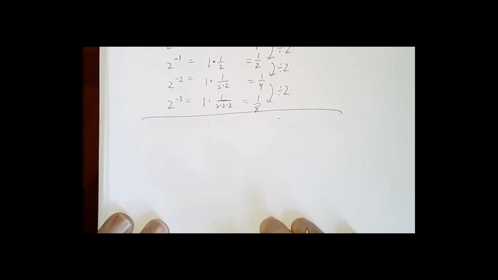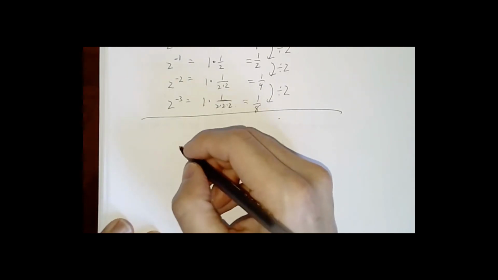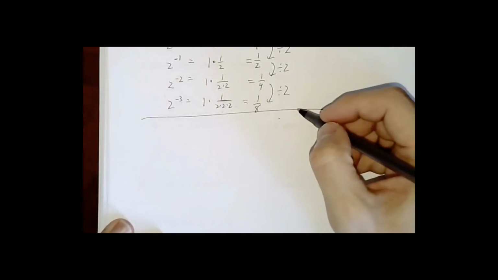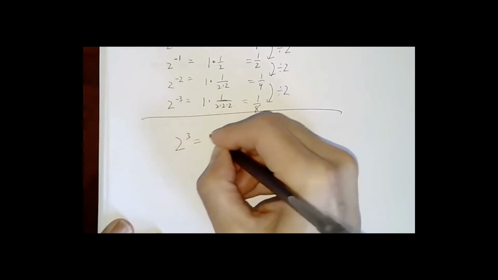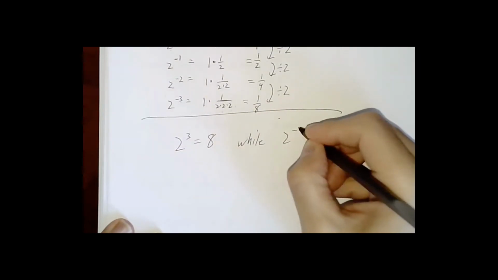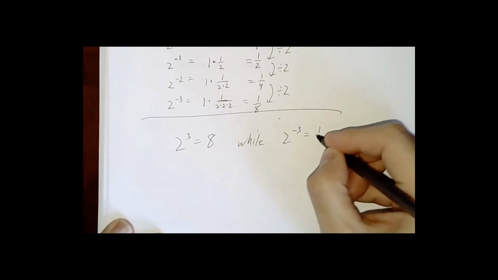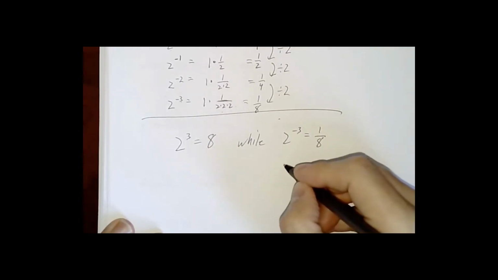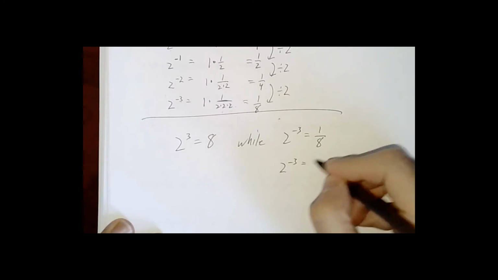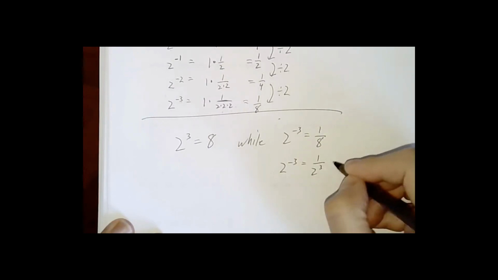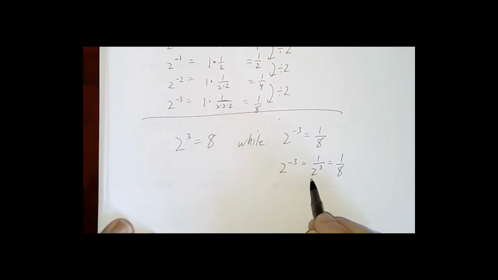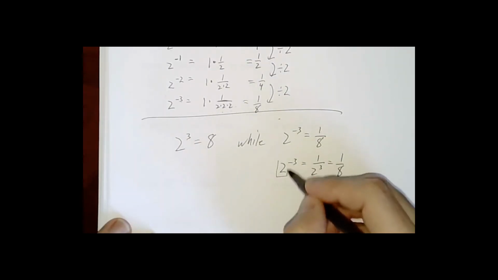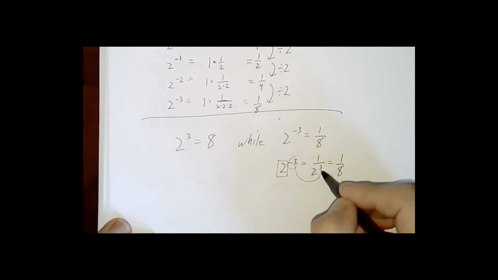Basically, what this means is that a negative exponent is the reciprocal of its positive counterpart. So 2 to the 3rd power is equal to 8, while 2 to the -3rd power is equal to 1 over 8. Or another way of writing that would be this: 2 to the -3rd power is equal to 1 over 2 to the 3rd power, which is equal to 1 over 8. If you notice, I'm taking the reciprocal of the base, and the power is becoming positive.